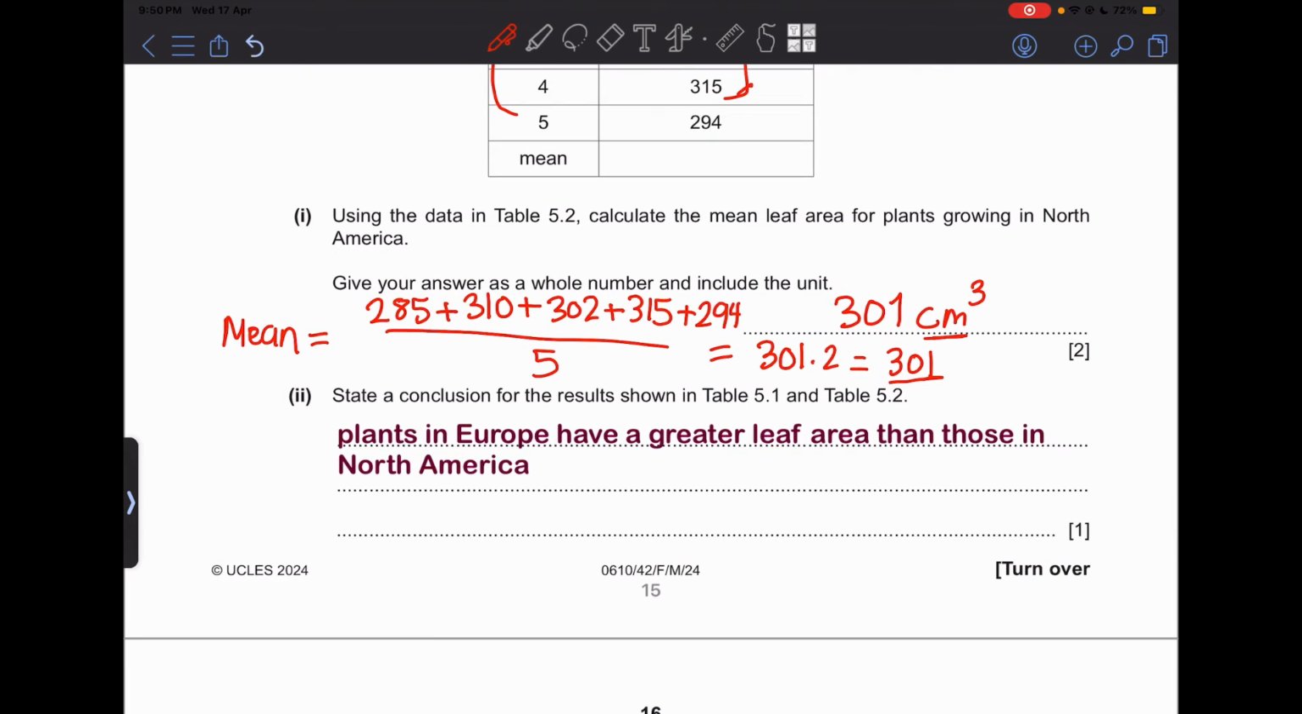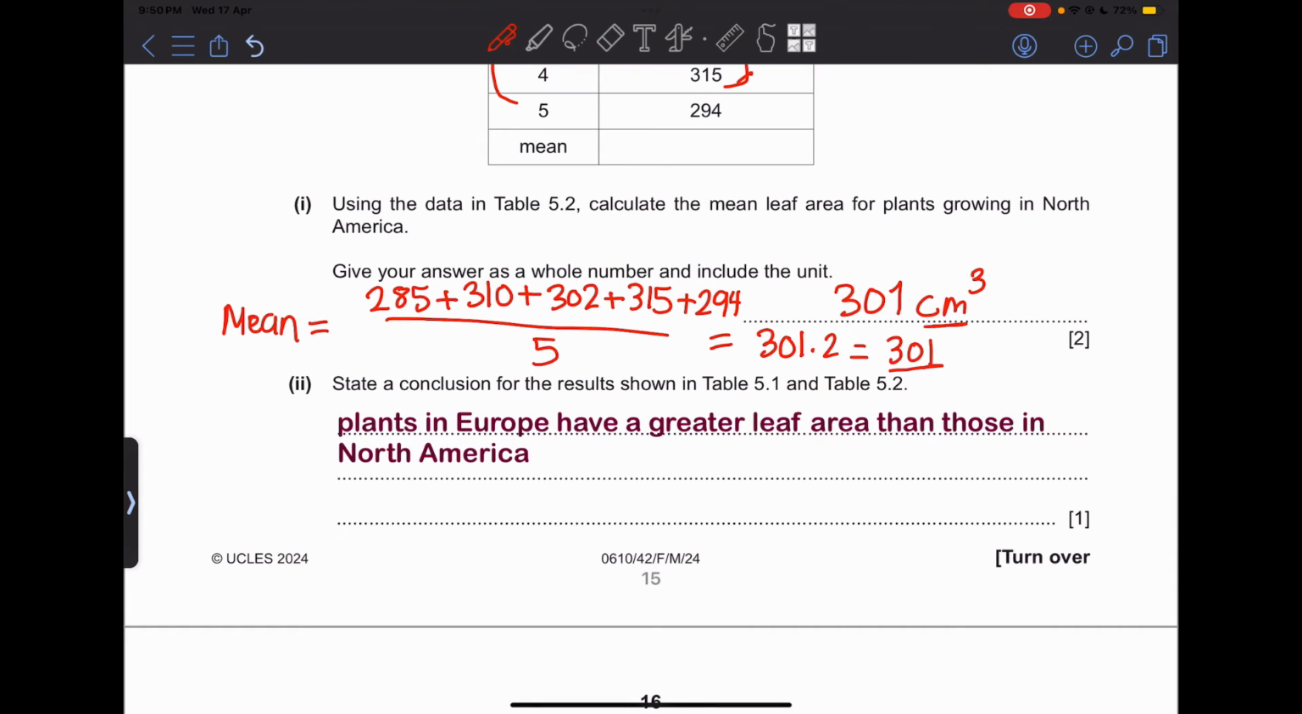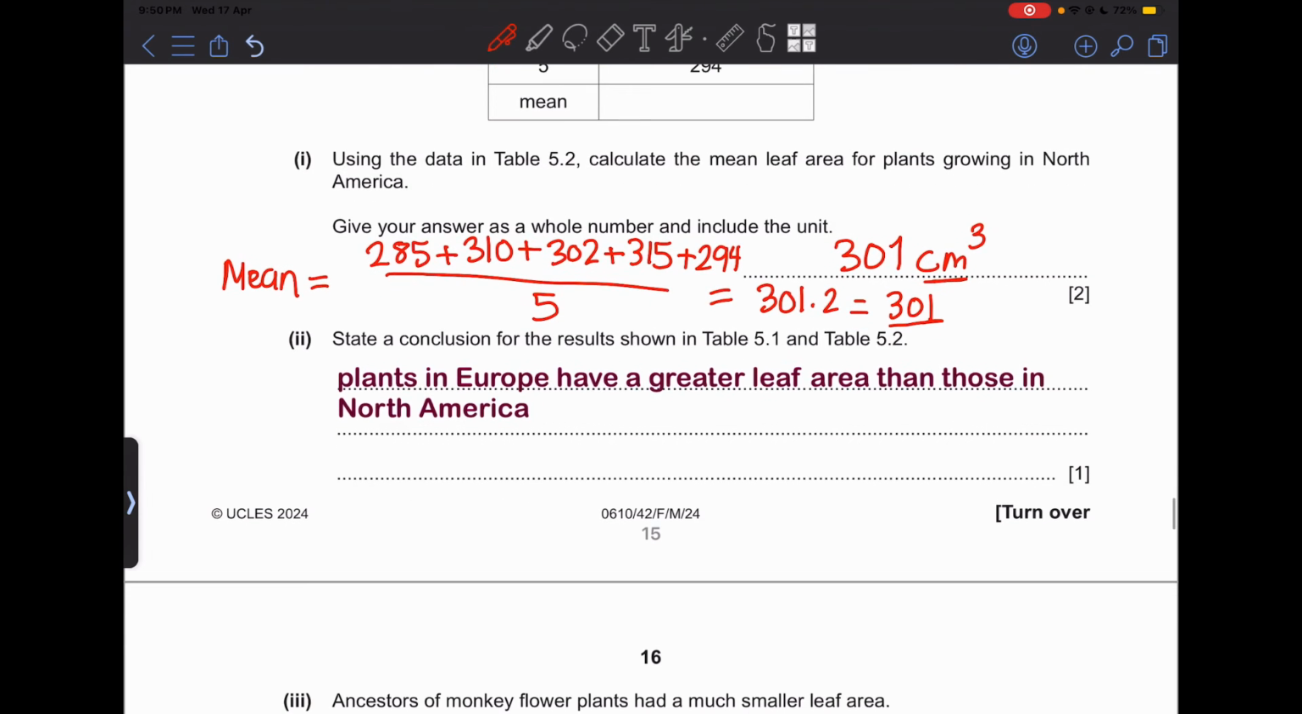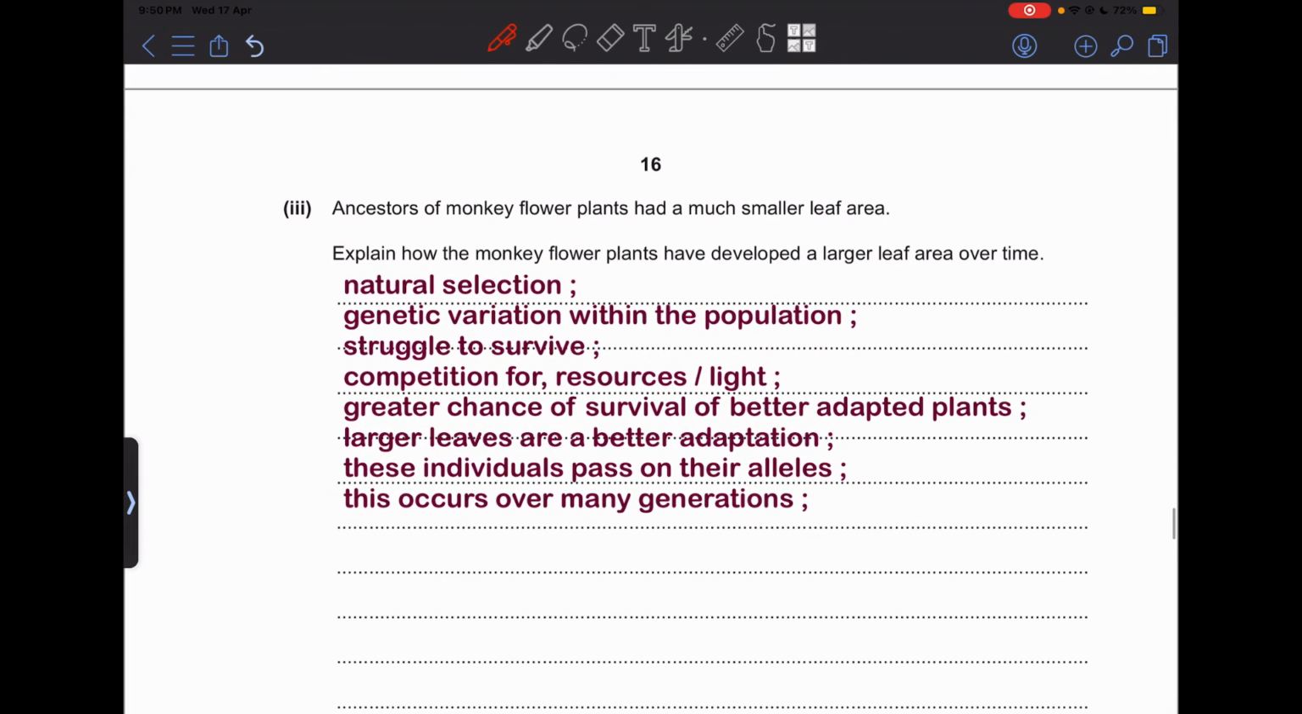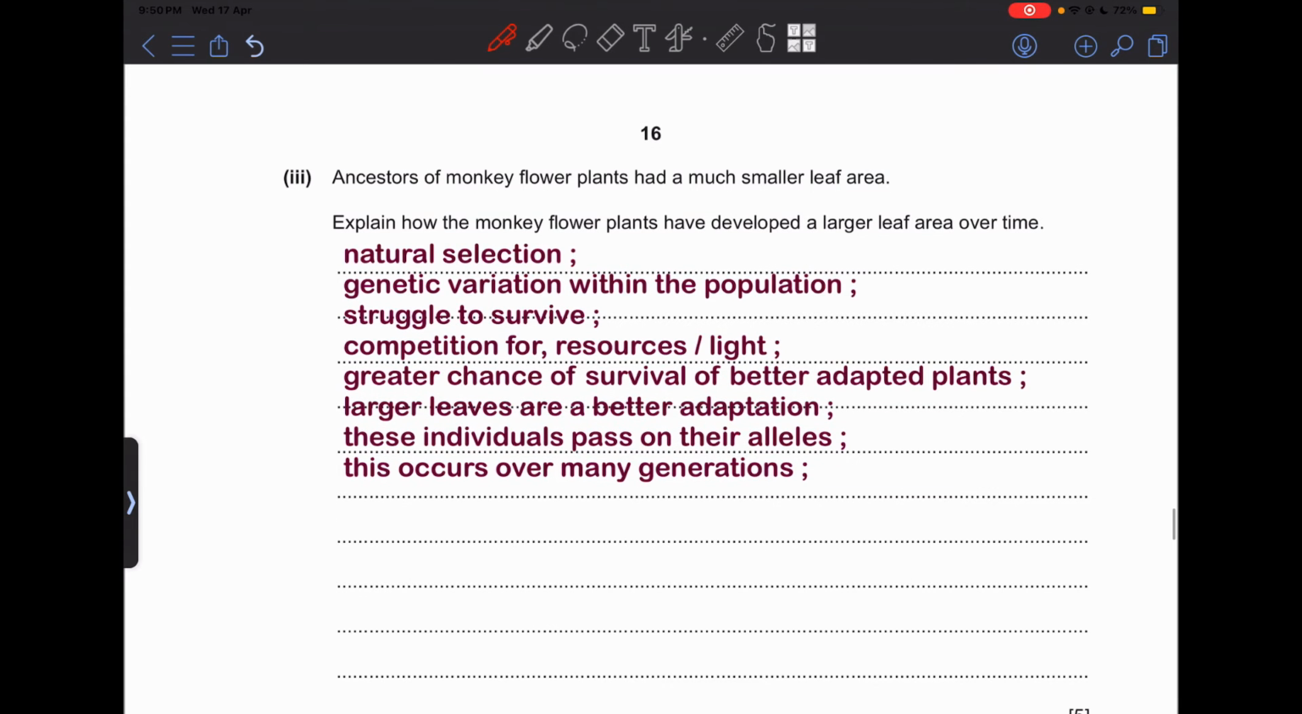Part double I says, state a conclusion for the results shown in table 5.1 and table 5.2. Plants in Europe have a greater leaf area than those in North America, as I explained when I was reading the question. Ancestors of monkey flower plants had a much smaller leaf area. Explain how the monkey flower plants have developed a larger leaf area over time. So this is actually natural selection. Basically, you're going to be explaining natural selection.